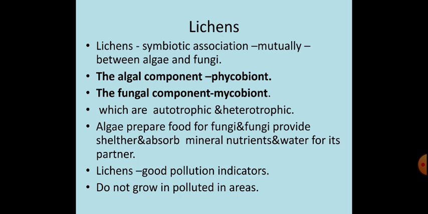A very interesting part of lichens. They are very helpful. They have a symbiotic association. That means they are mutual friends of algae and fungi. That means algae cannot live without fungi, and fungi cannot live without algae. Like that, they are a symbiotic association, mutually between algae and fungi. The algal component is called phycobiont and the fungal component is called mycobiont, which are autotrophic and heterotrophic respectively.